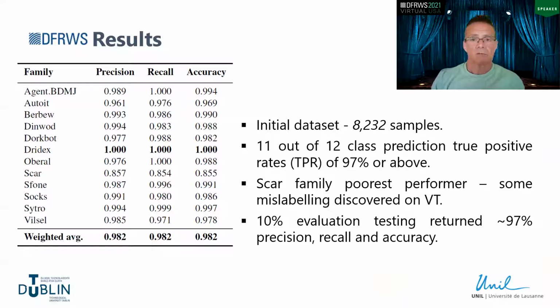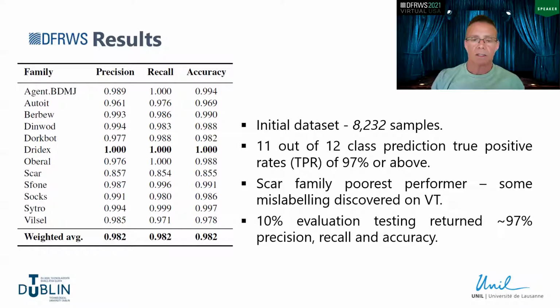One family in particular performed markedly poorer, which was the SCAR family. I did some further digging on that, and the two classes that it was misclassified as were Autowit and Vilcell. I ran them through the VirusTotal API, and it was found that in many cases there was mislabeling, so SCAR would be labeled as Autowit, for instance, in some cases. So that could be the reason for that misclassification.